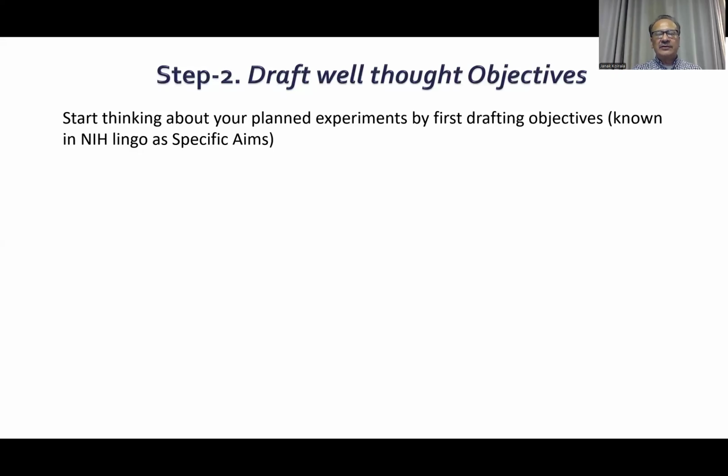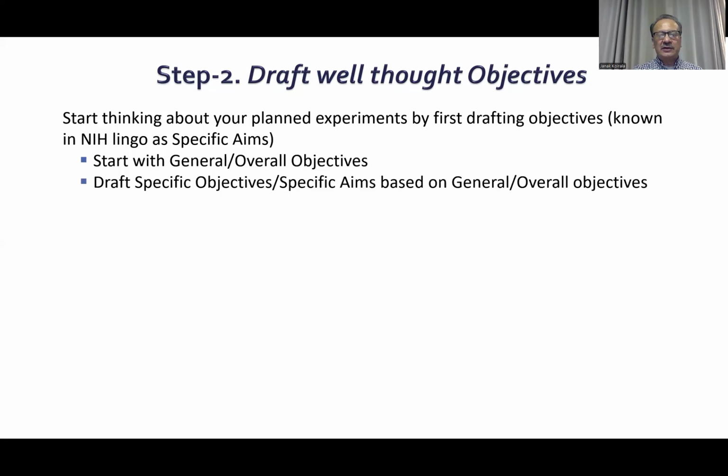Draft well thought out objectives. Start thinking about your planned experiments by drafting objectives. Start with general or overall objectives, sometimes also known as the overarching objective. And then based on the general objective, draft specific objectives, sometimes also known as specific aims, especially in the NIH lingo, and based on general and overall objectives.